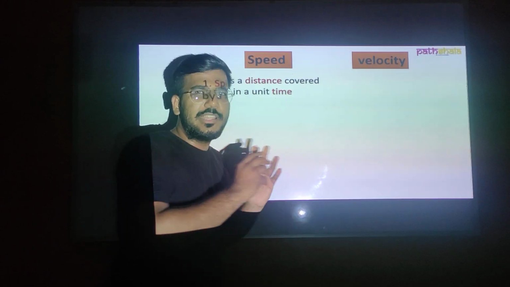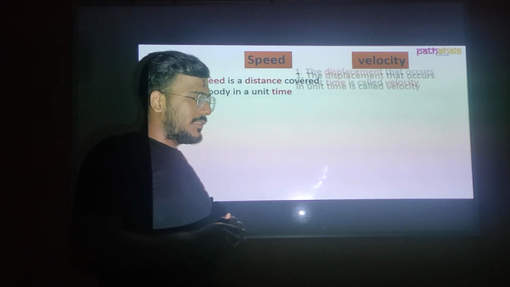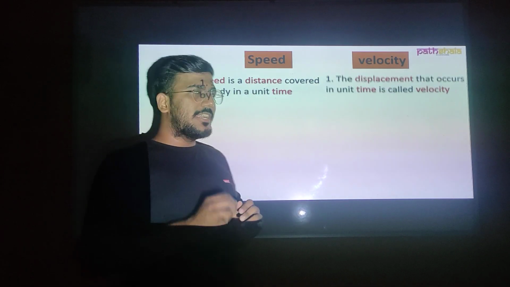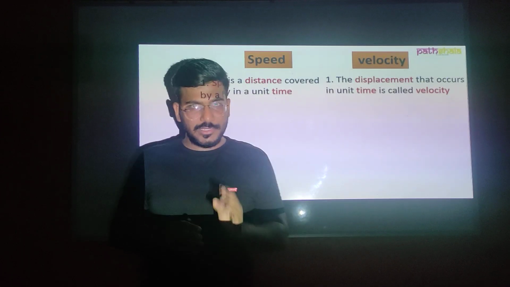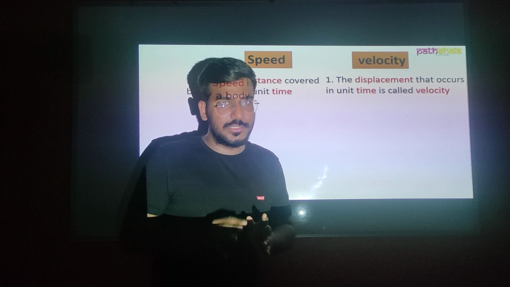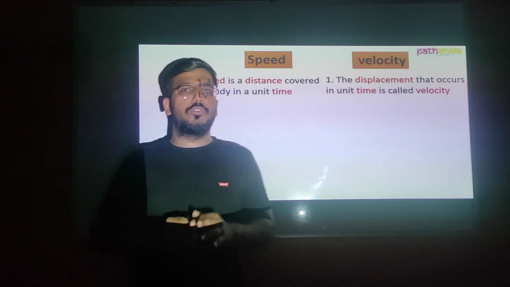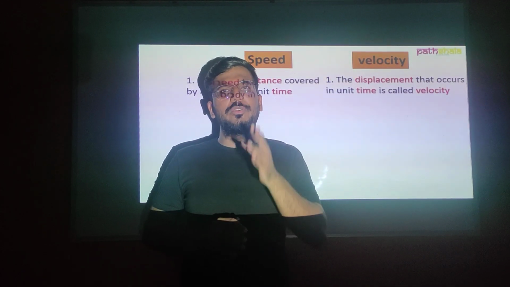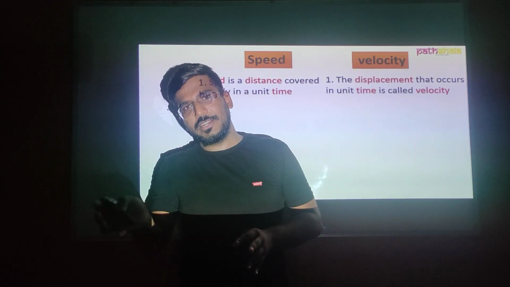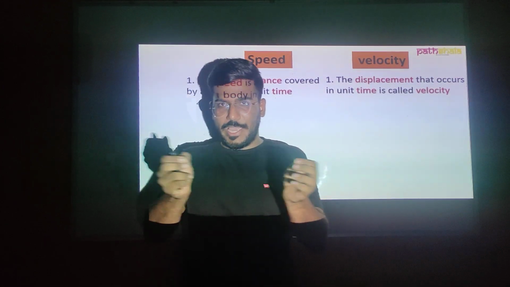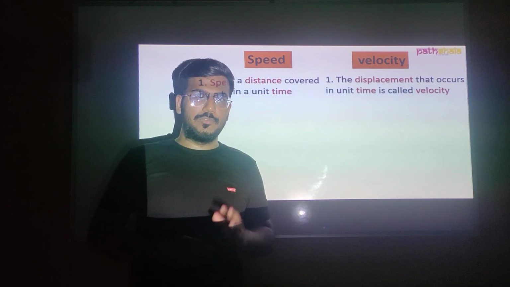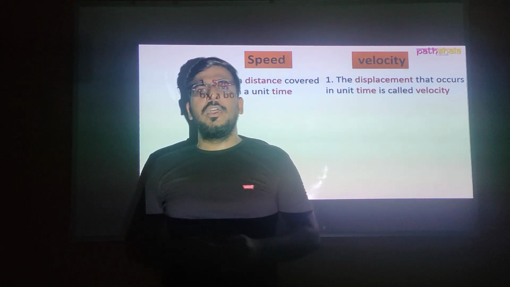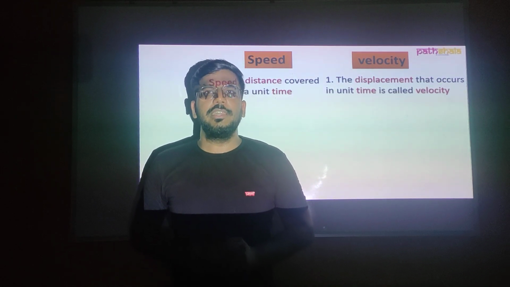So what could be the difference in velocity? What is velocity? Let's see. Velocity is related to displacement, like speed was related to distance. The displacement that occurs in a unit time is called velocity. Which means in speed we need distance, and in velocity we must know the displacement. By now you should be clear about the basic difference between distance and displacement. The actual path the body covers is the distance, and the shortcut or shortest path the body covers is called the displacement.